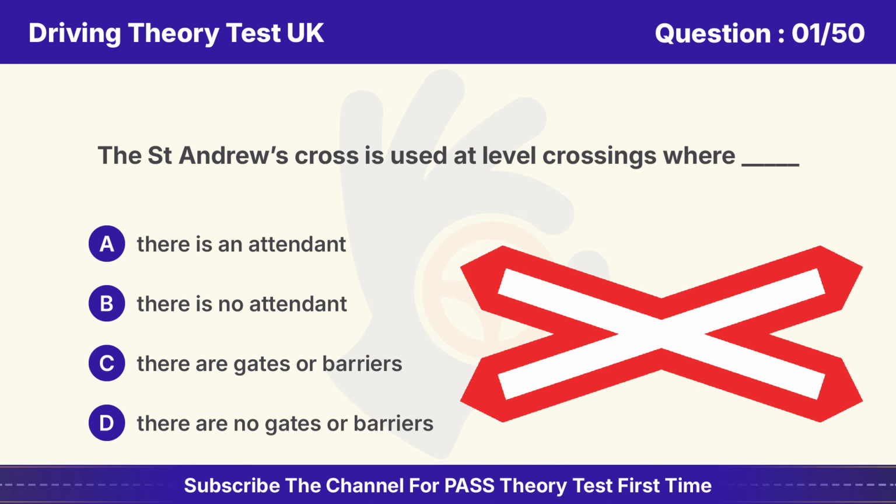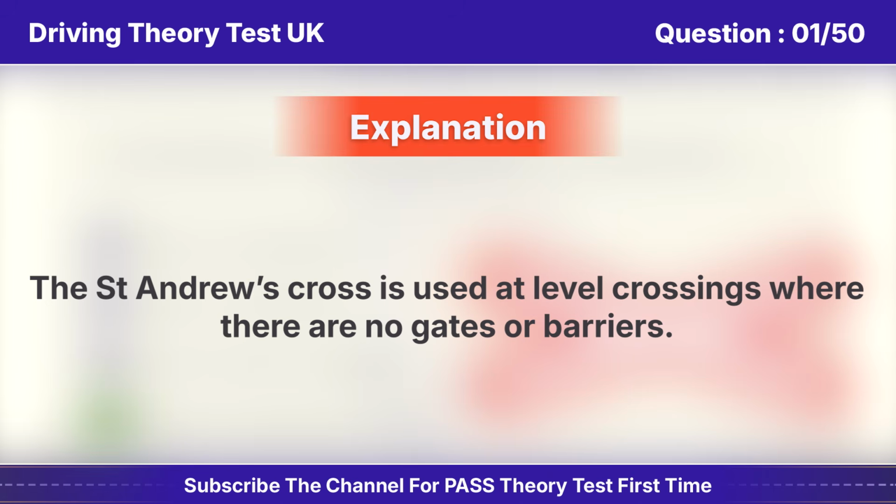Question 1. The St. Andrew's Cross is used at level crossings where? Answer is D. There are no gates or barriers. The St. Andrew's Cross is used at level crossings where there are no gates or barriers.